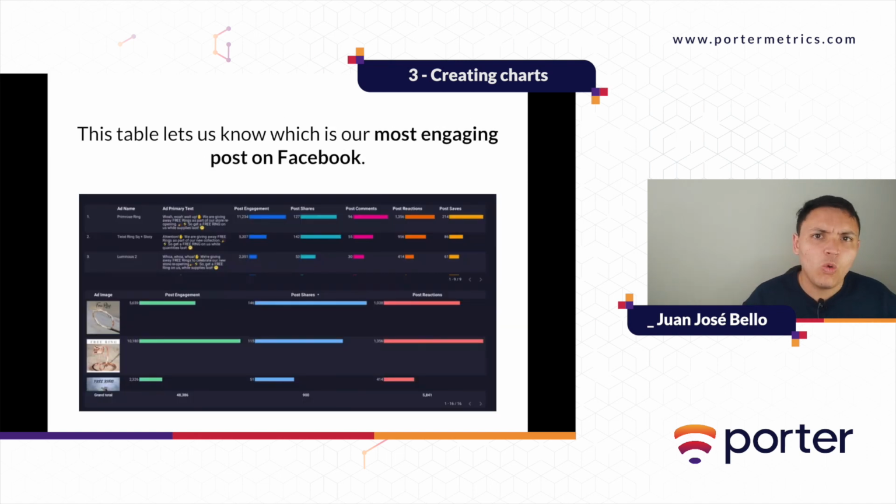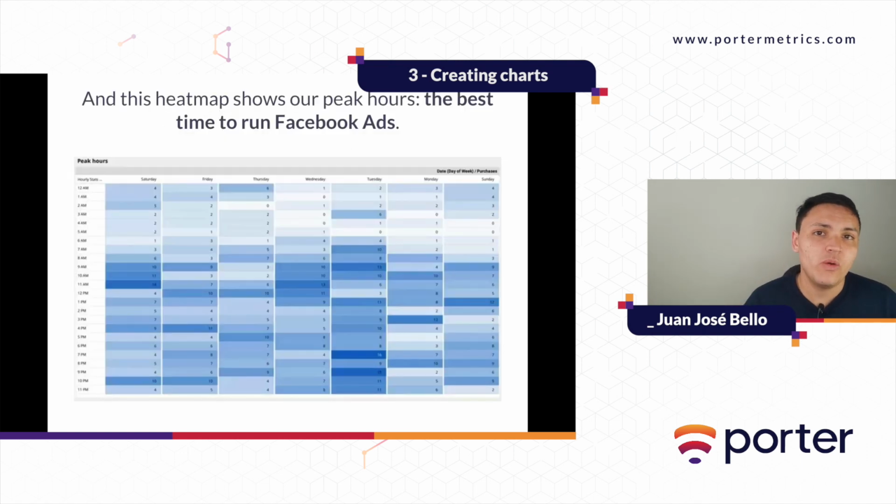Or what about knowing what are our best performing ads? In this case, we are visualizing a table with the Facebook ads we are running, and we are visualizing metrics like post engagements, likes, shares, and many more. This table helps us understand which ads are more effective. Another common question when we run Facebook ads is identifying the best hour. What is the best time to run Facebook ads? Well, a heat map lets us identify peak hours, the best hours of days and days of the week when we are getting the most conversions.